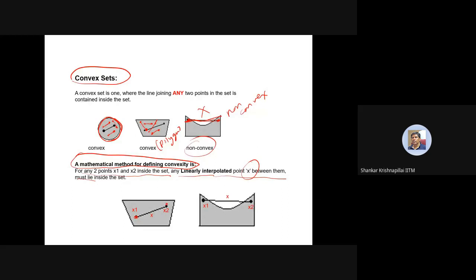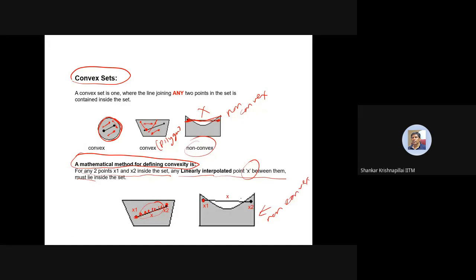So x1, x2 are the 2 points. I draw the line joining x1, x2, and all these are interpolated points lying between x1 and x2. So all these interpolated points must lie within the convex set. So you can see this is non-convex, and the definition will fail here.